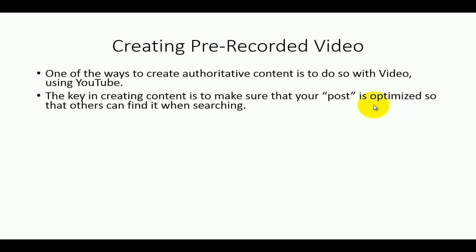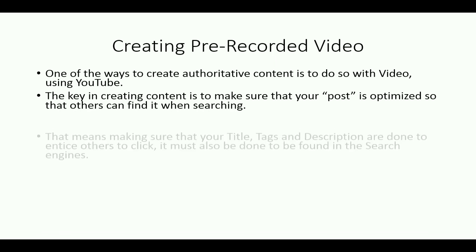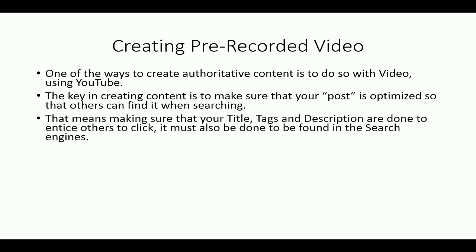Now, the key to being able to create content is to make sure that your post, in this case your video, is optimized, or made so that people can find it when they're searching. Now, what does that mean? That means your title, your tags, and your description are done to entice others to click on the one hand, but on the other hand, they must be created so that people can find it inside of the search engine or inside of YouTube.